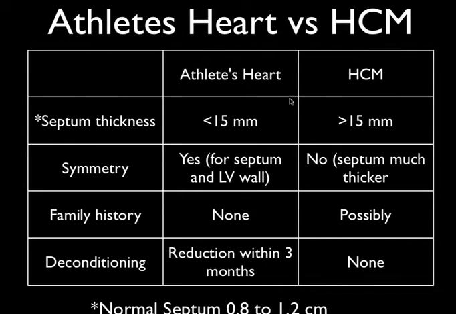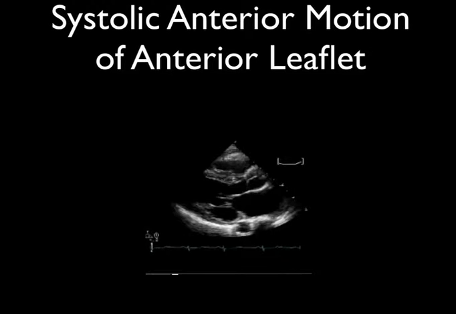Now, sometimes you can have something called athlete's heart, where the heart, like any muscle, can enlarge when you're using it a lot, but it is enlarged symmetrically. Whereas with hypertrophic cardiomyopathy, it's only the septum that gets thicker. And family history of sudden death is often very common in hypertrophic cardiomyopathy. And athlete's heart goes away if you don't exercise for 3 months, whereas the septum stays thicker. So just a little clinical correlate to show you.